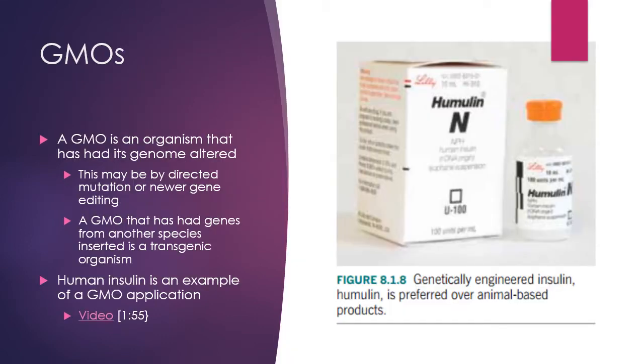So a GMO is an organism that's had its genome altered. So it could be by a directed mutation, it could be by new gene editing stuff like we've been talking about with CRISPR. So a GMO that has had genes from another species inserted into it is called a transgenic organism. Okay, so that's the biggest difference there, is a transgenic animal has had a gene inserted from a different species into it. So human insulin is a good example of a GMO application.